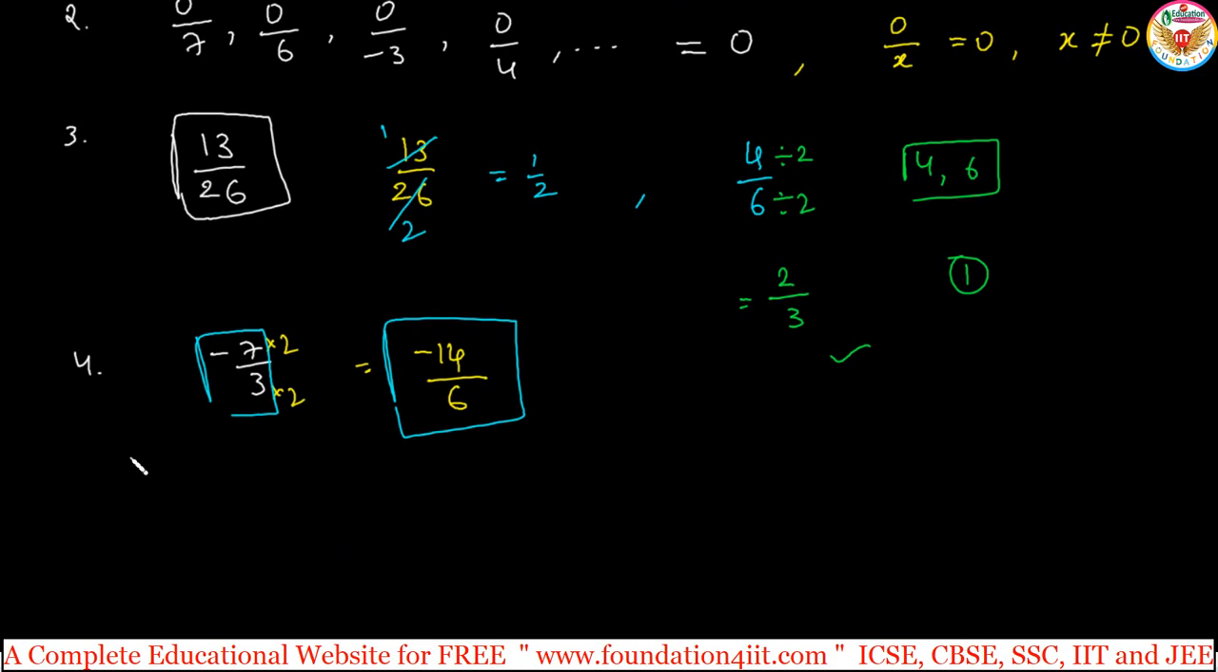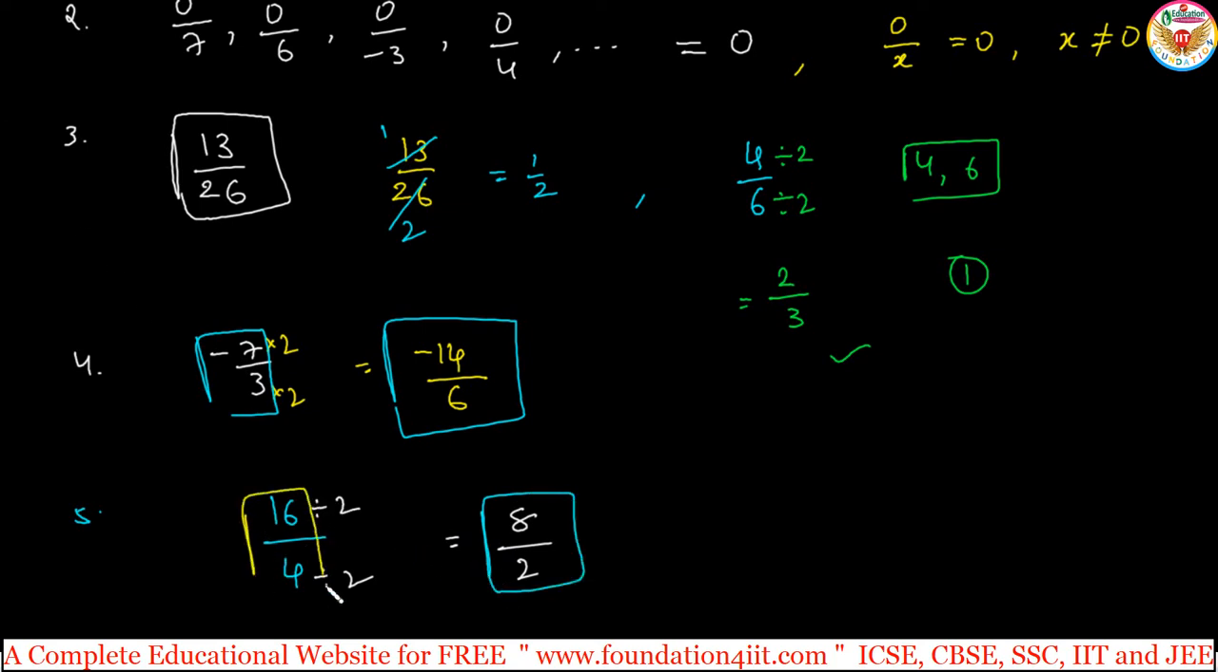Same for division, for example, 16 divided by 4. If you divide both by 2, 16 divided by 2 is 8, 4 divided by 2 is 2. That means the value of 8 by 2 is exactly equal to the value of 16 divided by 4. So while multiplying or dividing the numerator and denominator with the same number, except 0, so don't take 0, if it is any other integer apart from 0, the value does not change, but the standard form of the rational number should have no common factor except 1.